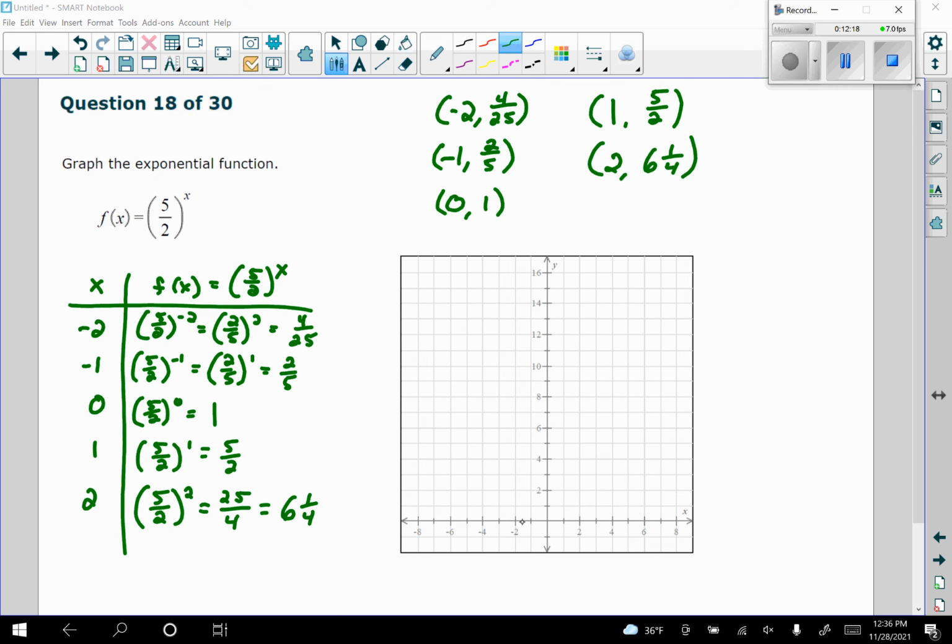All right, so as we go to graph this, we're going to go to -2, and 4/25 is just a really small number, so we just put a dot slightly above the x-axis here. Then we have -1, 2/5. 2/5 is 0.4. We're going to go almost to halfway. Then we have 0, 1. 1 and 5 halves is 2.5, so that's a nice one we could put right in the middle there. And then we have 2, and then we'll go 6 1/4, so right about there. And we just start to graph it as such.